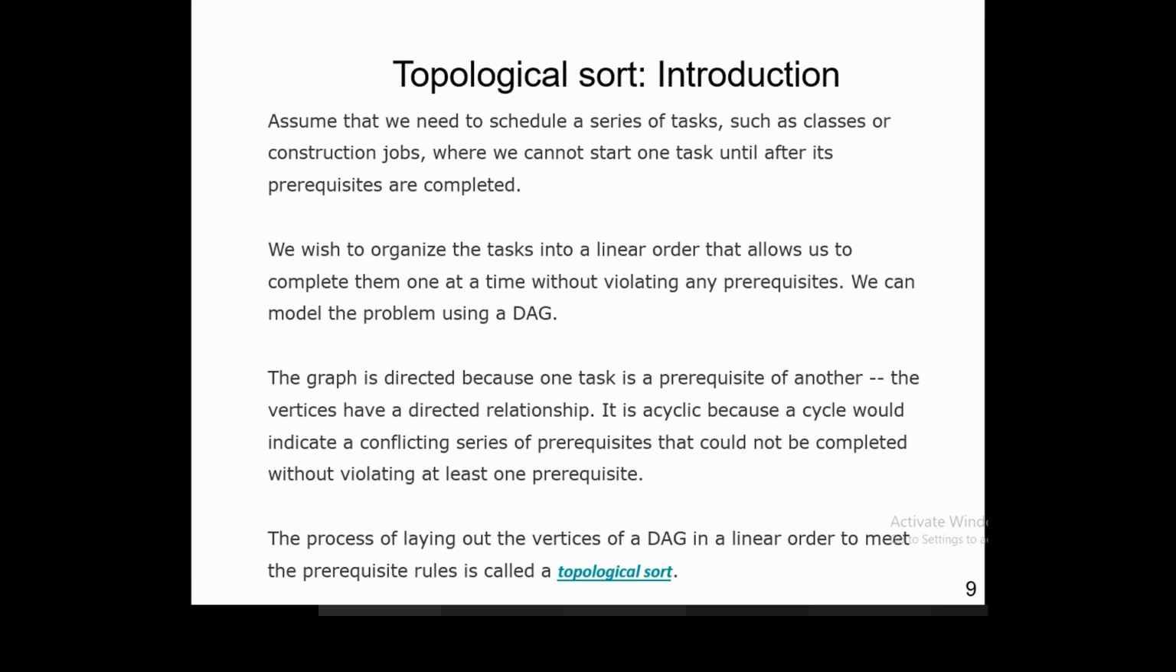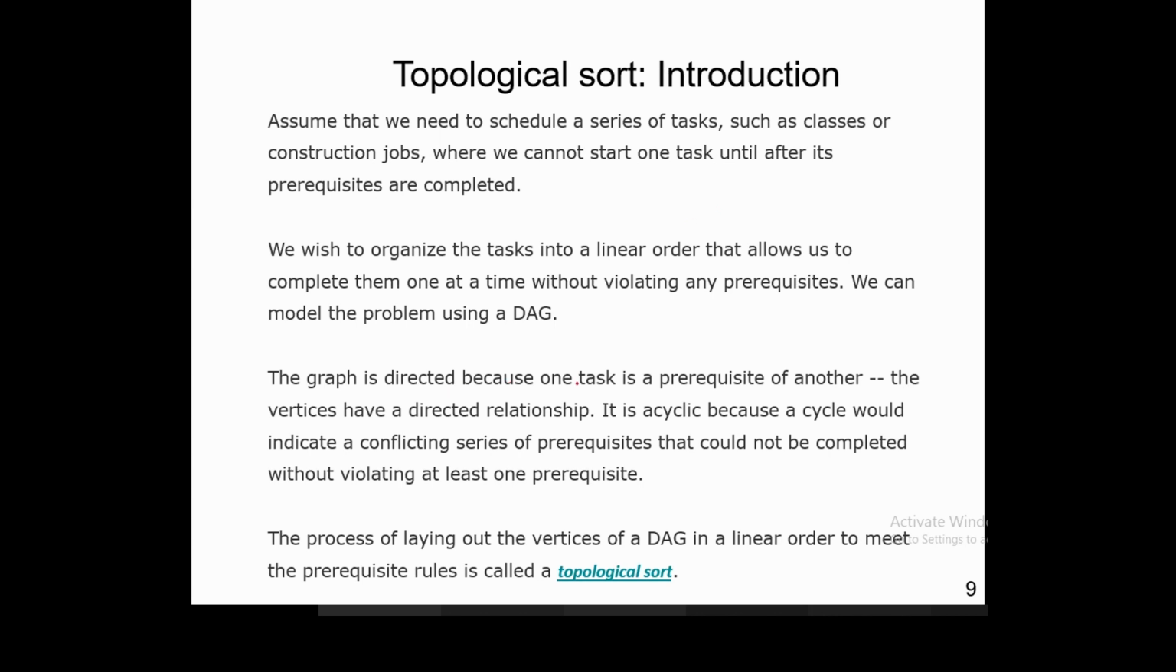So we wish to organize the tasks into a linear order that allows us to complete them one at a time without violating any prerequisite. We can model the problem using a DAG, the directed acyclic graph, meaning there will not be any cycle in that graph. If there is a cycle, then the tasks cannot be completed, because in that situation, like you study in operating systems, a deadlock-type situation will occur.